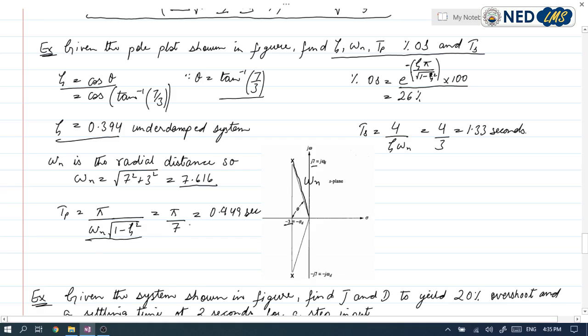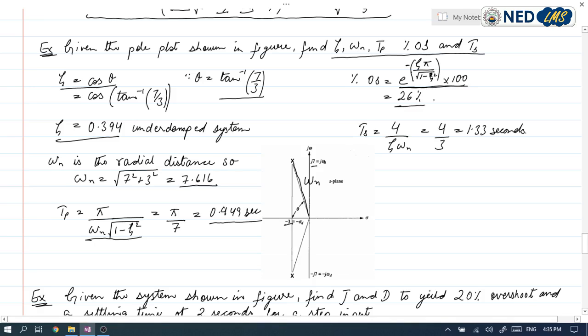So by putting these values we will get the value of peak time as 0.449. To find the value of percentage overshoot, we know that the percentage overshoot depends only on the value of zeta, and we know the value of zeta. So by putting the value of zeta in this term, we will get the percentage overshoot as 26%.